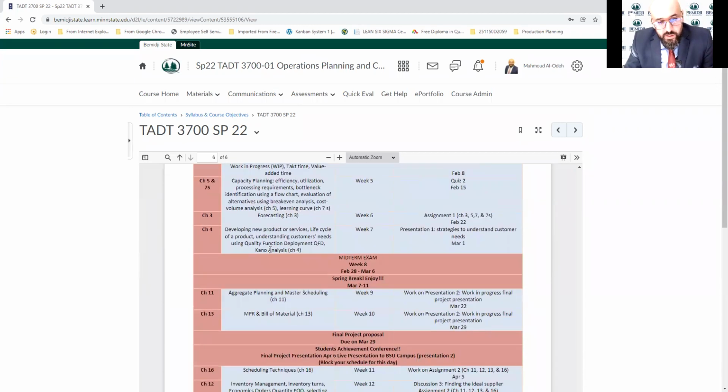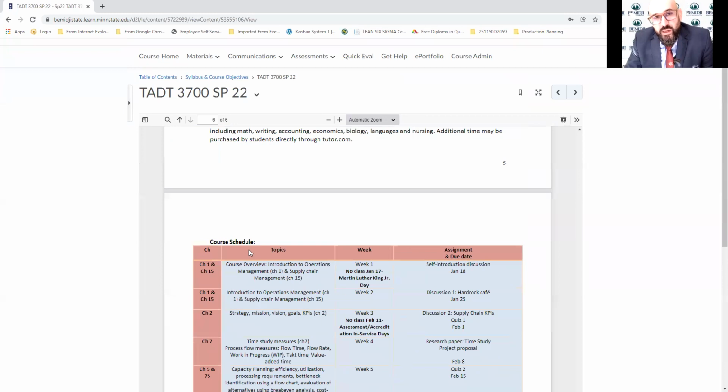All right, the last page here on this syllabus is basically the schedule that will keep us on track. What I listed here, you will see the topics that we're targeting every week. So week 1, we'll target the course overview, introduction to operations management and supply chain management. You will see on this far right column the assignments and the due date for each activity. So the first activity is a self-introduction discussion that is due by January 18th. So please make sure to introduce yourself to the class by January 18th.